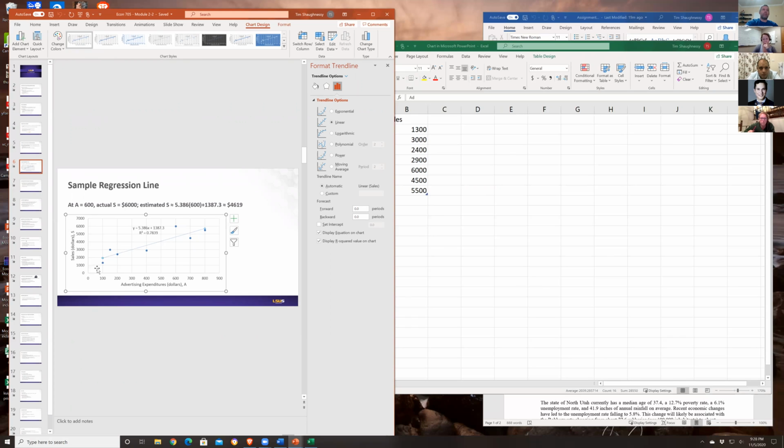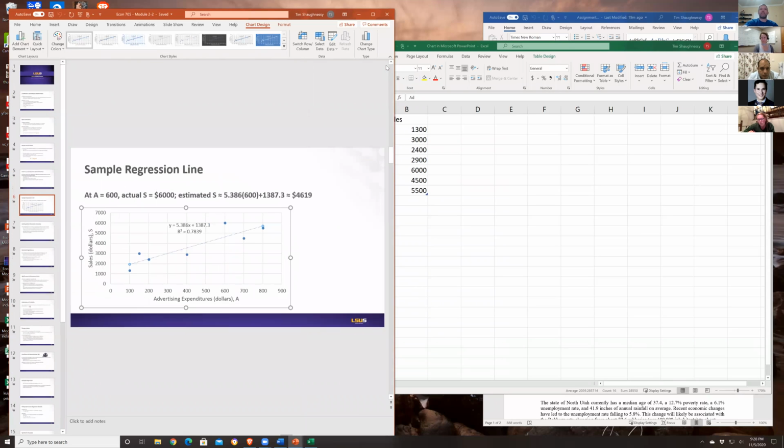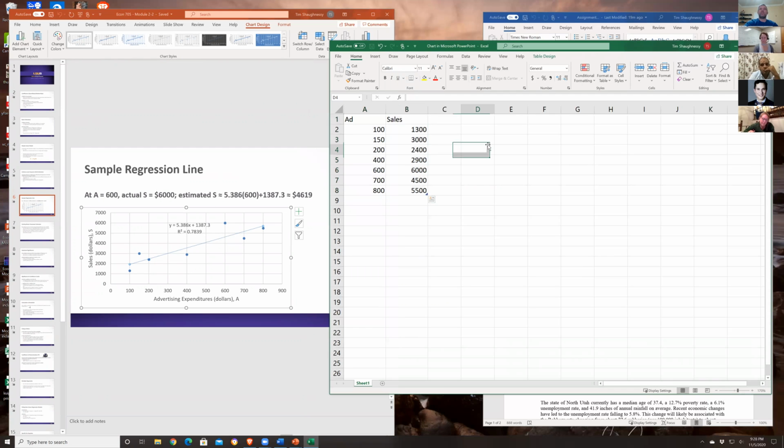So I'm plotting this trend line in here, and I'm making it be linear. And so I'm going to get a regression equation that has this intercept, 1387 as an intercept, and this 5.386 as a coefficient. So I can tell Excel to show me that equation. I want to see that equation, and I want to see the R squared there. So that's kind of nice. The only bad thing is that I don't have the t-stats. So I don't know whether the coefficient for A, this 5.4, is a significant estimate, if I have confidence in that. So I need to go back in here into Excel.